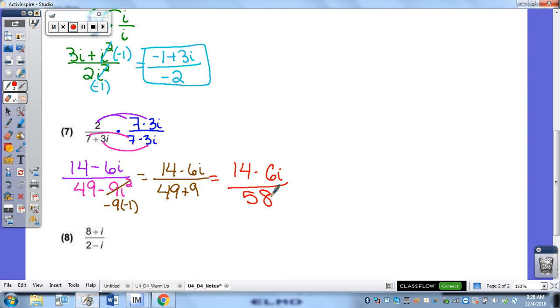So now can we reduce those 3 numbers? Is there a number that goes into all 3 of them? 2. So 14 divided by 2 is 7. 6 divided by 2 is 3. 58 divided by 2 is 29. So there's our final answer. Always remember to reduce whenever possible.